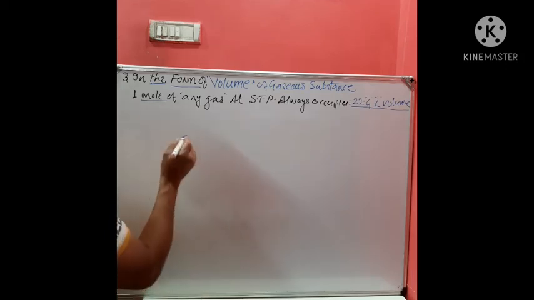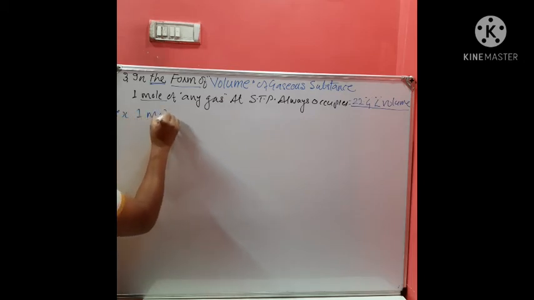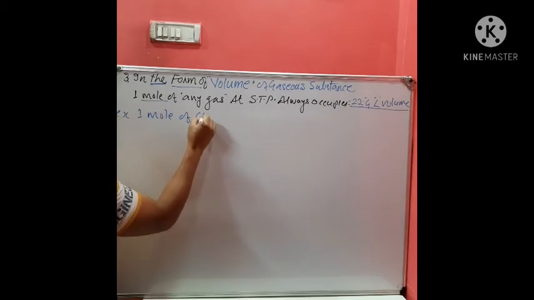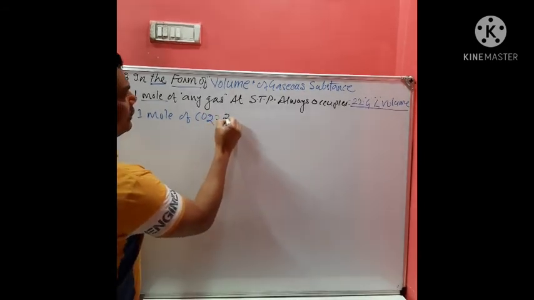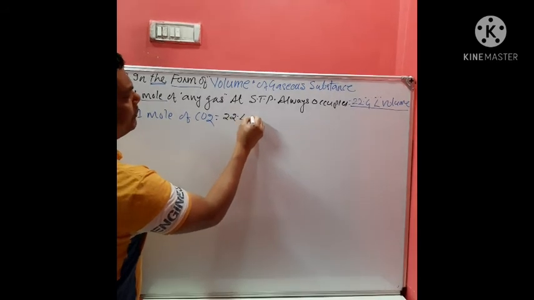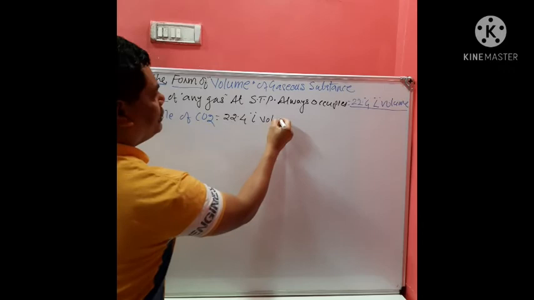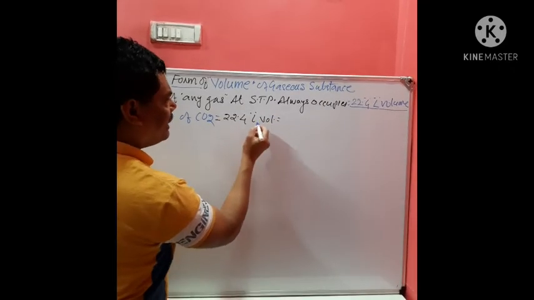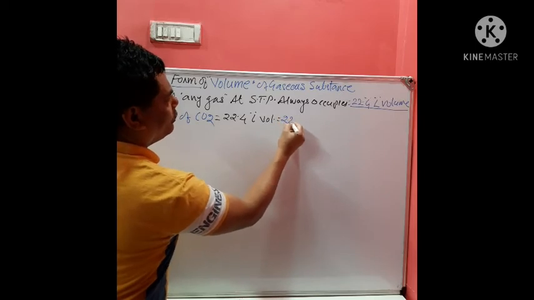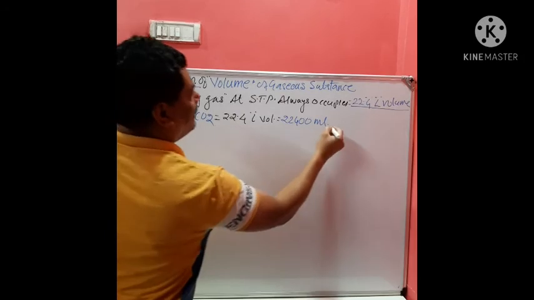Are you getting? Example, 1 mole of CO2 is equal to 22.4 liter volume. Or if you want to convert it, you can write it in ml also. So 22400 ml volume.